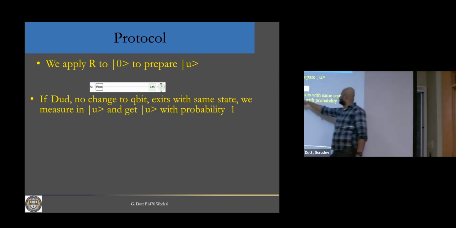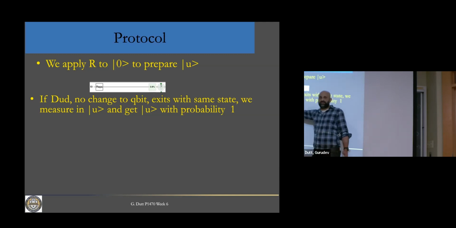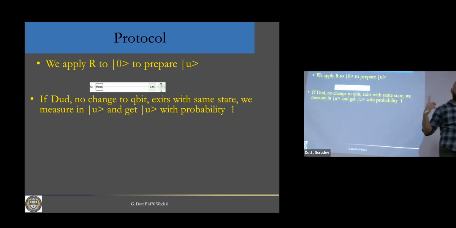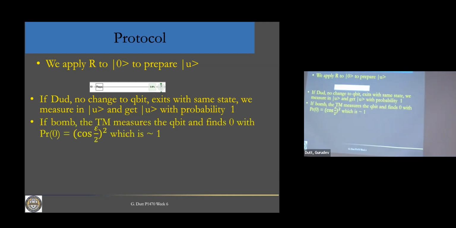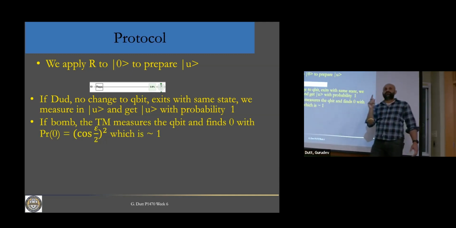So we measure in U. Remember, we sent in U, and nothing happened because it was a dud. So if you measure in U again, I'm going to get the state U with probability 1. But if it's a bomb in that box, then the bomb measures the state U and finds a result, either 0 or 1. If it's 0, we are fine. If it's 1, it explodes.